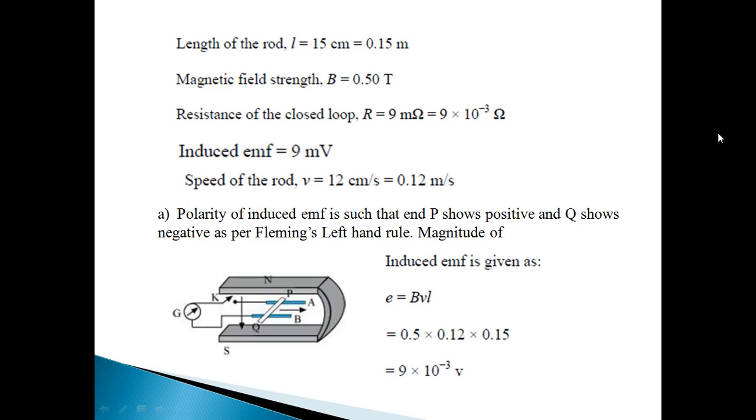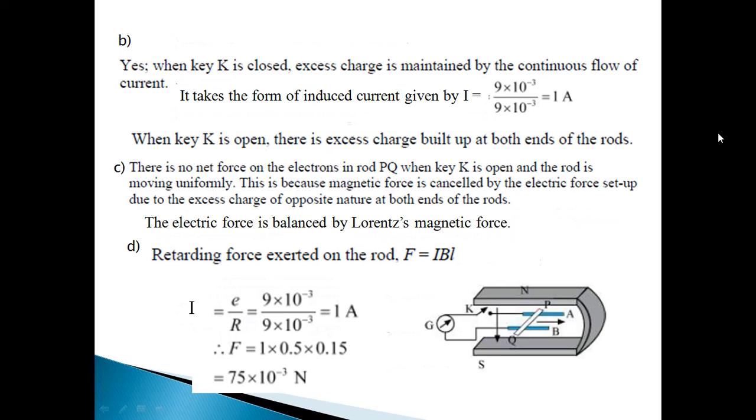And the EMF induced will be given by the formula E equal to B into V into L. B stands for magnetic field, V stands for velocity or speed, and L is the length of the rod. So when you work out, you get the induced EMF as 9 into 10 to the power minus 3 volt. It is capital V volt. Second question. Is there an excess charge built up at the ends of the rods when K is open? What if K is closed? So the answer will be yes.